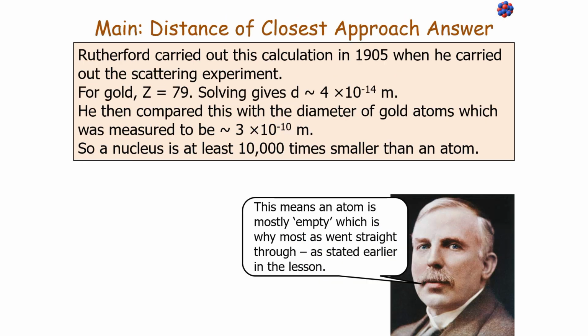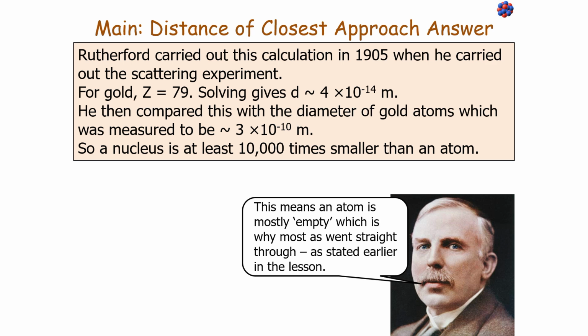Now Rutherford did carry out this calculation in 1905 when he carried out his Rutherford scattering experiment, and for gold, which has a charge of 79 times 1.6 times 10 to the minus 19 coulombs, he solved this to get a radius of 4 times 10 to the minus 14 meters. He then compared this with the diameter of the gold atom, which was measured to be about 3 times 10 to the minus 10 meters. So for the first time, Rutherford had actually estimated that the nucleus of the atom must have a radius 10,000 times smaller than the atom itself.